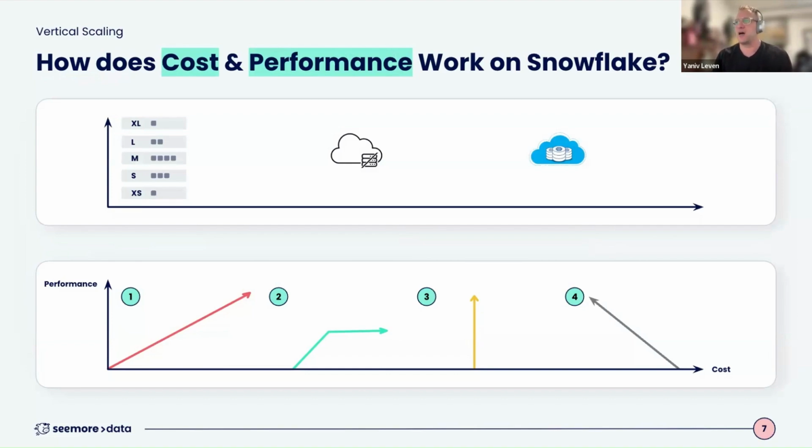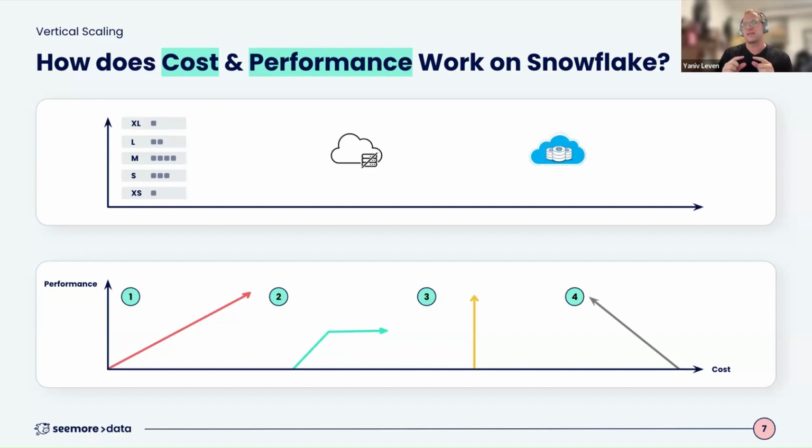When we think of query behavior, we kind of like to think that it looks something like graph number one, meaning the more power I give the query, the more it's going to cost, but the more performant it's going to be. The truth is that queries behave in a kind of weird way.